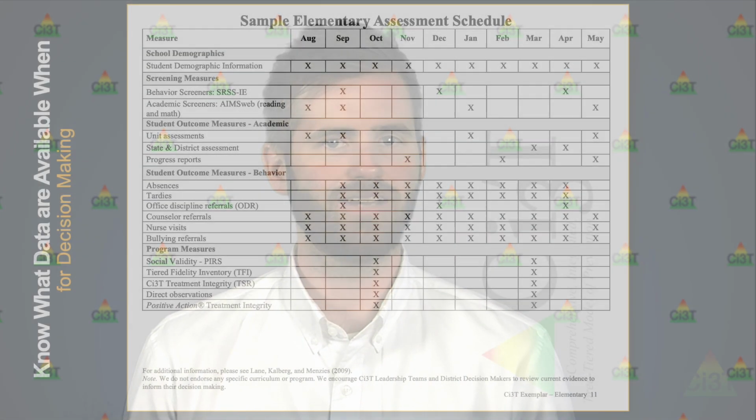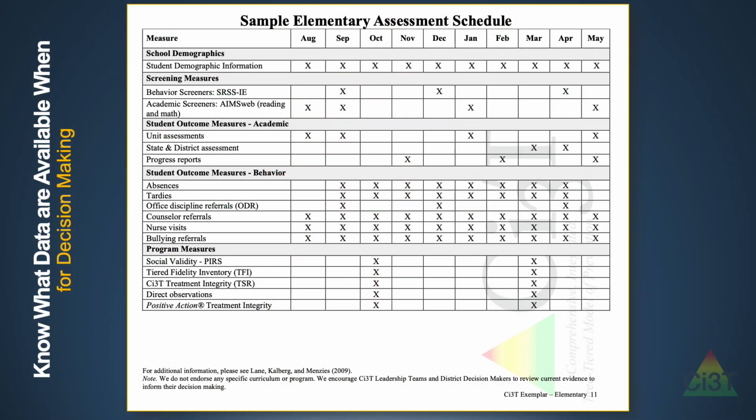To support decisions about which assessments to bring into schools and how to use them, Ci3T leadership teams, as well as district Ci3T leadership teams, make an at-a-glance assessment schedule. This supports transparency and allows everyone to see what data are available and when for use in data-informed decision-making, such as connecting students to Tier 2 and Tier 3 supports.